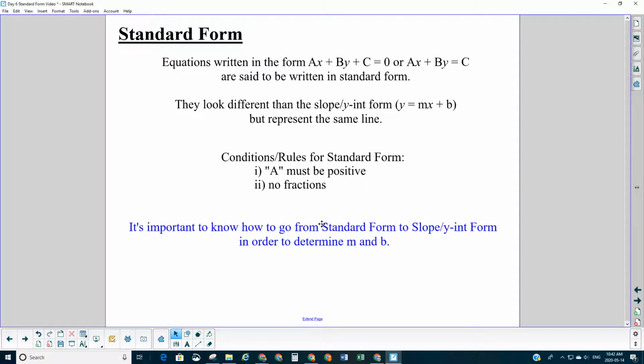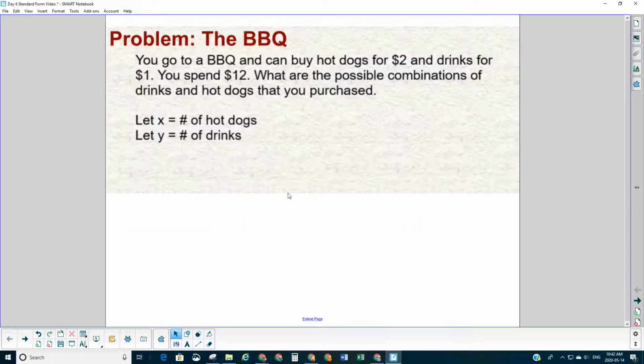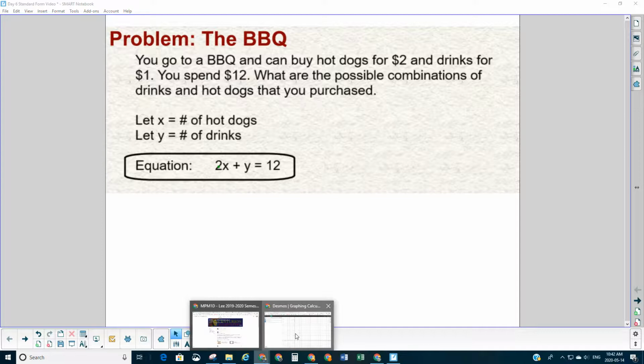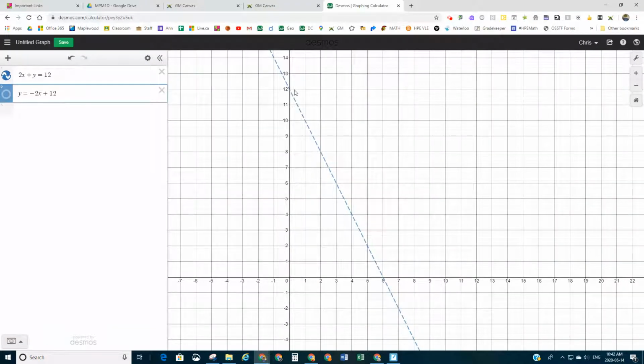What's more important is knowing if we end up with an equation that is in standard form, could we change it into y equals mx plus b to figure out the slope and the y-intercept? If we go back to our graph, or to this equation, it's difficult to figure out what the y-intercept and the slope are just from looking at this equation. We actually had to graph to see that the y-intercept was 12 and the slope was negative 2. That wasn't obvious from the equation.